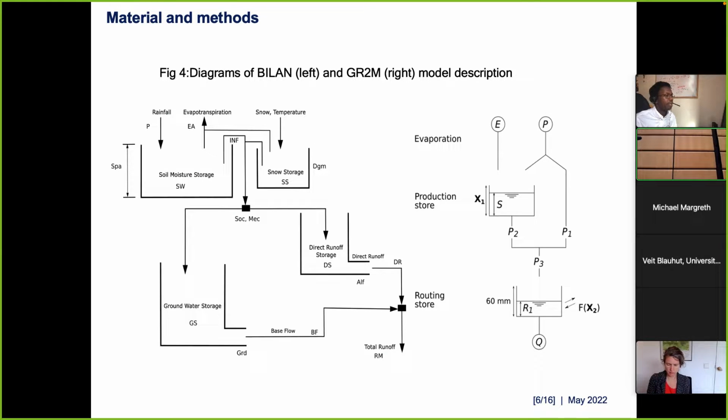Here we are presenting the schemas or diagrams of the Bilan model on the left side and the GR2M model on the right side. We can see that the Bilan model is a 7-parameter model and the GR2M is a 2-parameter model.